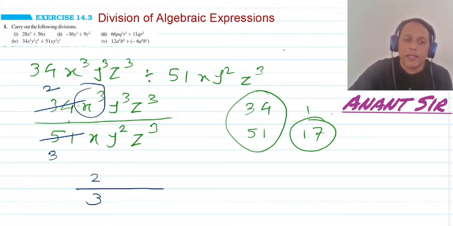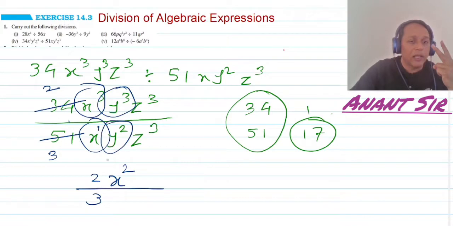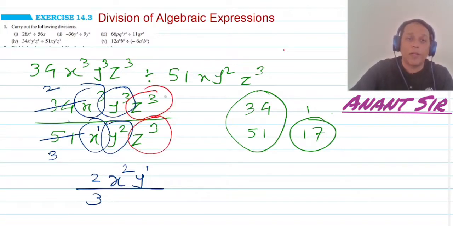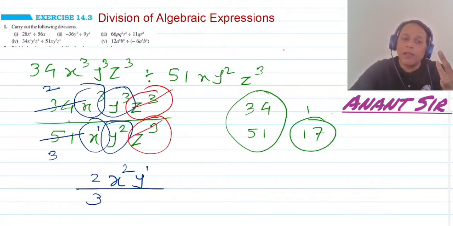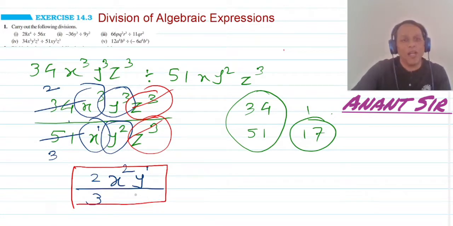Now what about x? There are 3 x's in the numerator and 1 in the denominator. That means there are 2 x's more in the numerator, right? So you will have x² in the numerator. What about y? 3 y's in the numerator, 2 in the denominator. So there is one more y in the numerator, so that will be y raised to power 1. What about z? There are 3 z's in the numerator and 3 in the denominator. So all 3 z's will get cancelled. So this will be our final answer, 2 by 3 x²y.